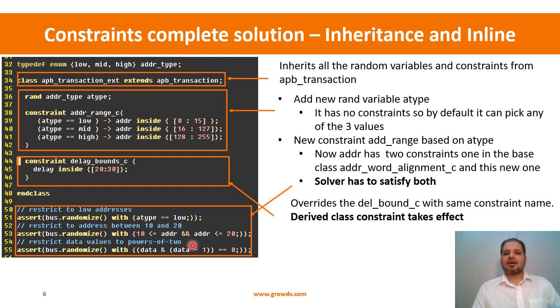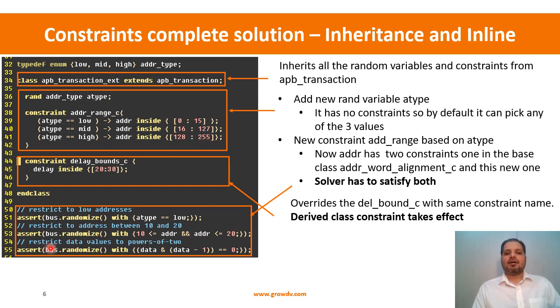Like here, for example, if I say address greater than 10 and address less than or equal to 20, then I can still satisfy this particular constraint. What will happen is the address type can never take a value of high because of this inline constraint. It will be forced to take either a value of low or mid, and it will be in either of these two ranges because of this additional constraint.